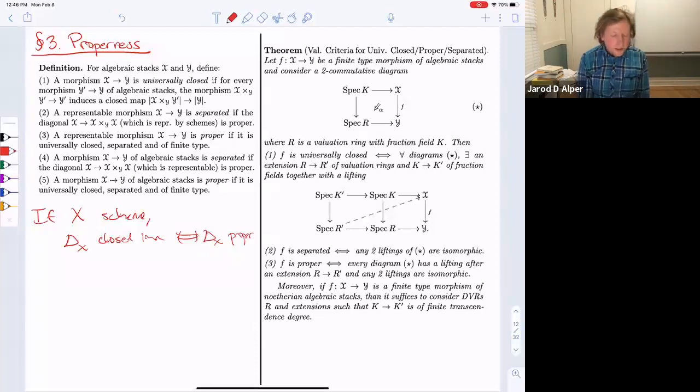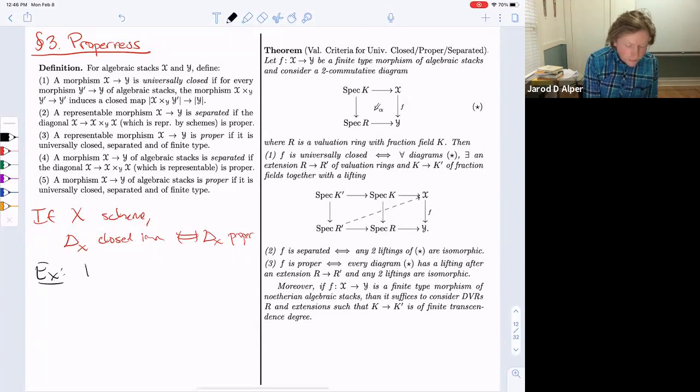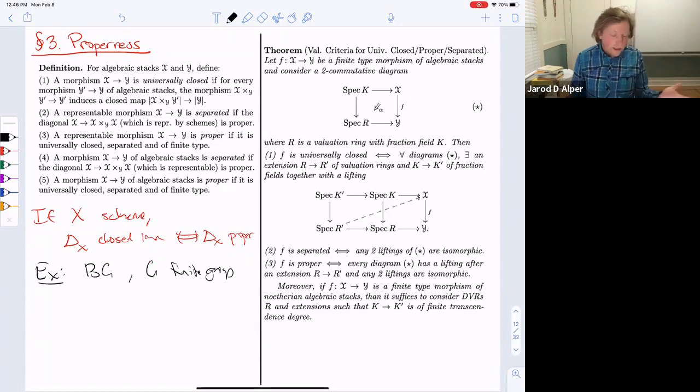And so if you took the closed immersion as a definition, then BG of a finite group would not be proper because the diagonal is not a monomorphism. So properness is a better notion than closed immersion once your diagonal is no longer a monomorphism. Is that getting to what you wanted, Robbie?